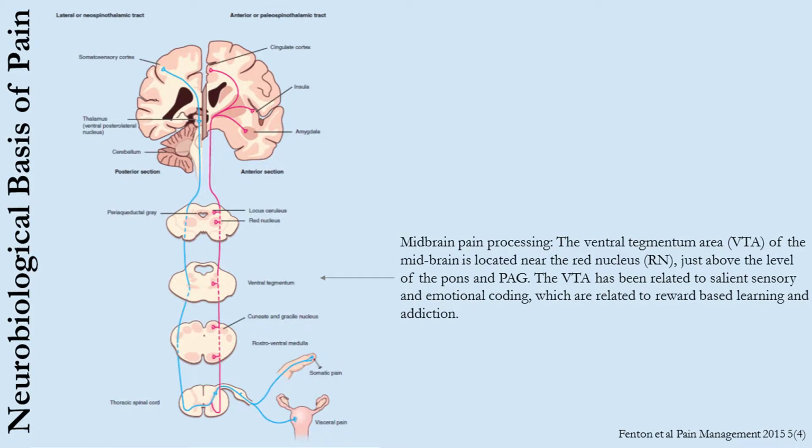The ventral tegmental area has been related to salient sensory and emotional coding. And in turn, those are related to reward-based learning and ultimately to what we are grappling with in part because of pain these days, the issues of addiction.